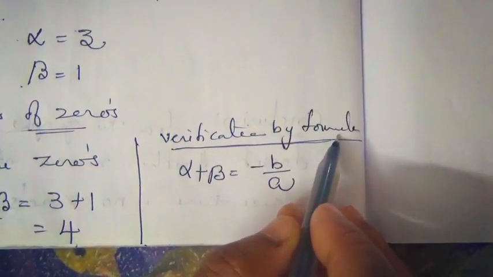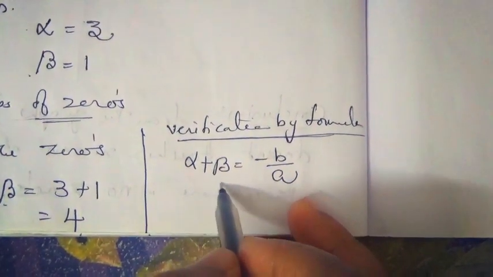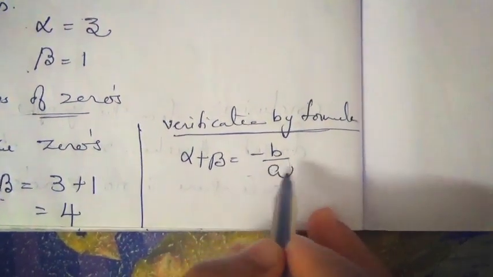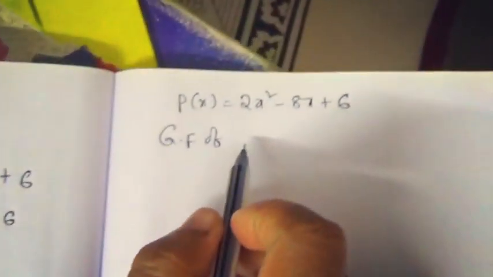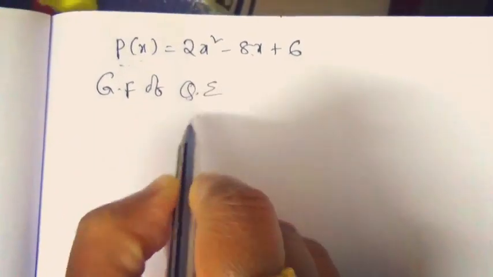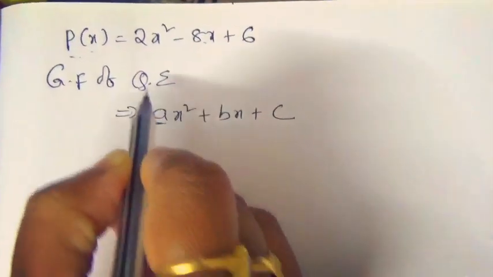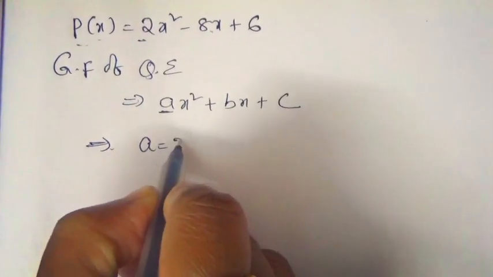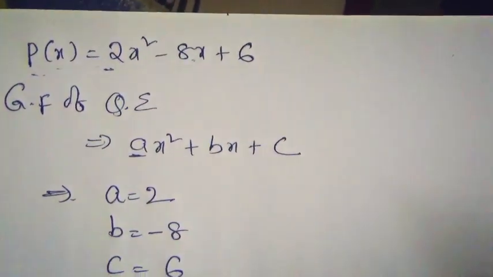So for the verification using this formula, as I said, you just look at the table. Alpha plus beta is equal to minus b by a is the formula. Before that, you compare this equation with the general form ax square plus bx plus c. In the place of a, what is the number? a is equal to 2, b is equal to minus 8, c is equal to 6.